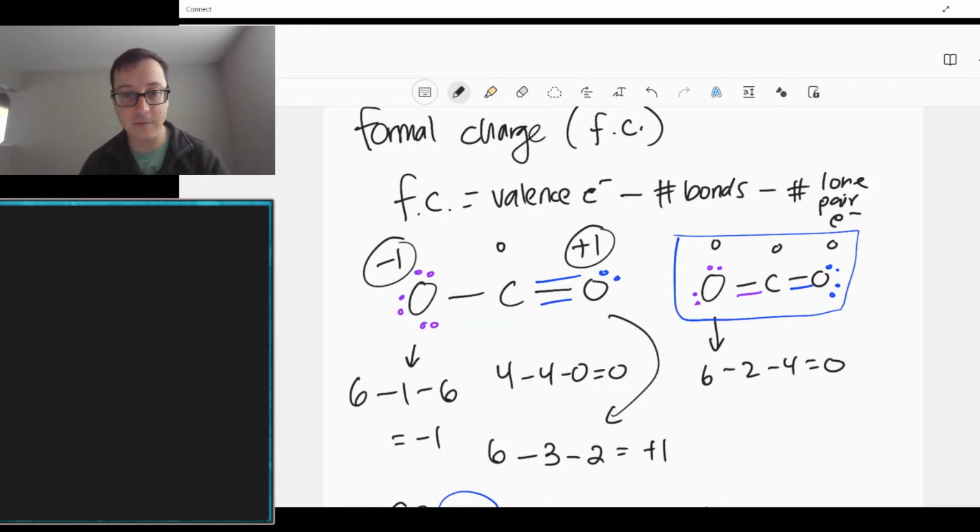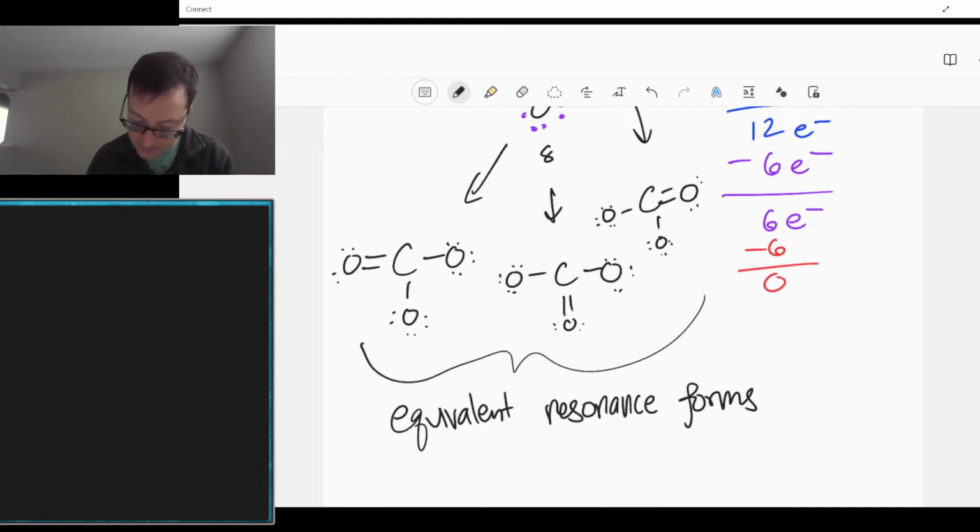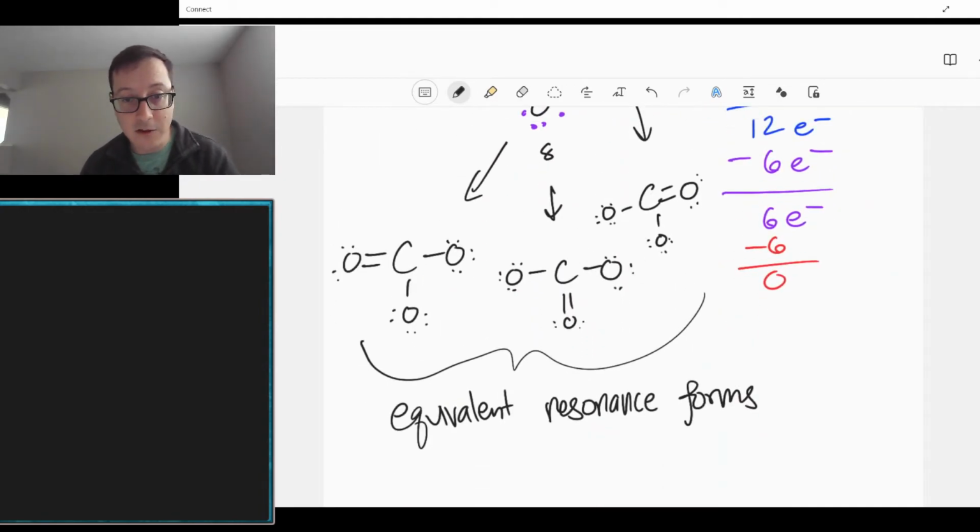So the number of resonance forms is just the number of options that you have of how to make your double or triple bonds. Depending how many different things you have going on, you may have multiple resonance forms possible. All right, so in this case, for the carbonate ion, we do indeed have 3 resonance forms, and they're all equivalent to each other. There's no reason that one would be better than another.